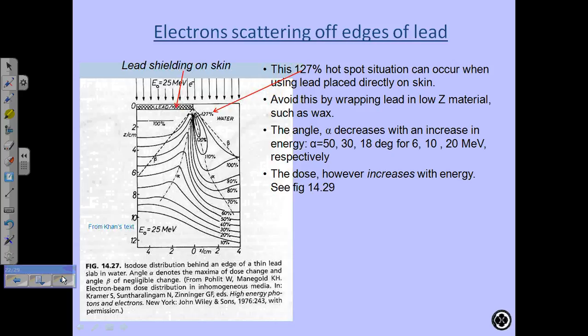So this 127% hotspot situation can occur when using lead placed on the skin. Avoid this by wrapping it with wax. Now, angle alpha decreases with an increase in energy. So this angle will decrease. That angle is 50.